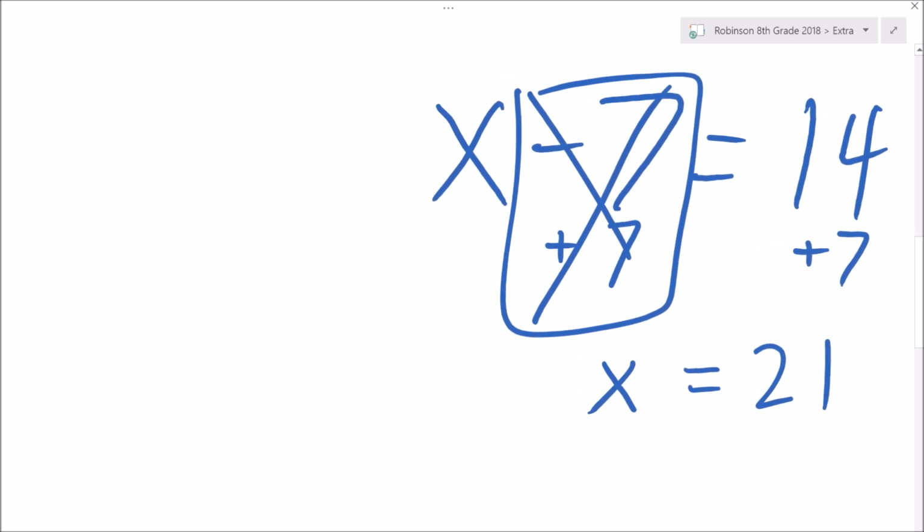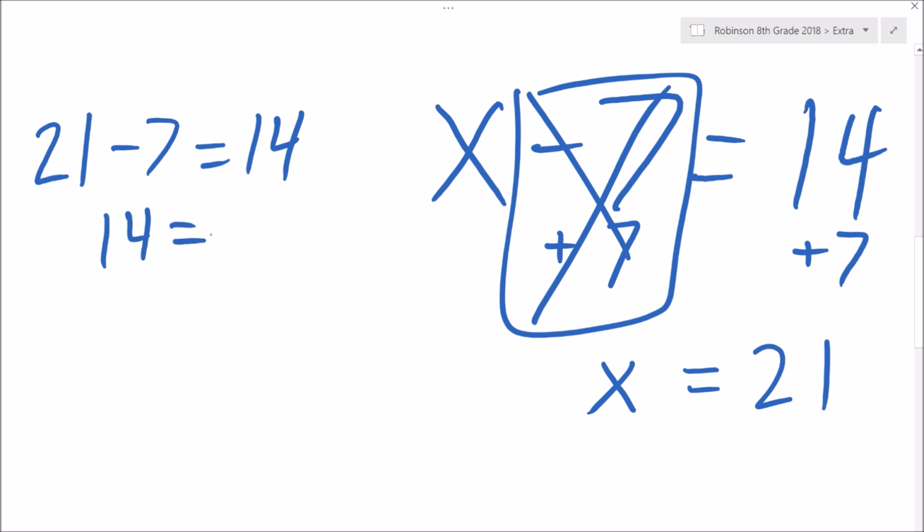Once again, we could check if we would like, and check that 21 minus 7 equals 14, and indeed it does.